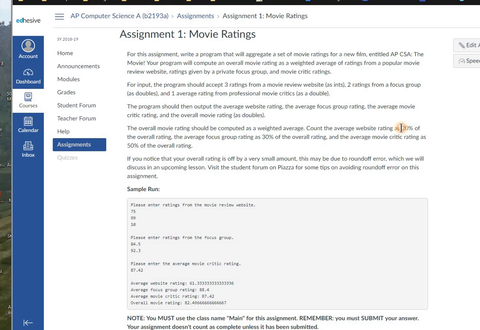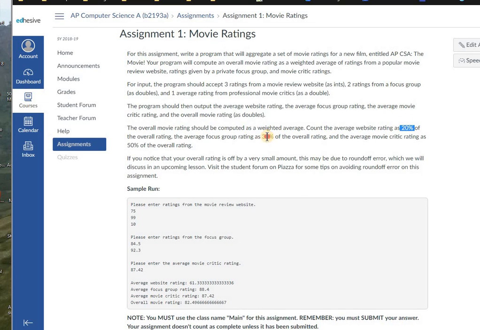So the weighted average is the website rating is 20%, and then the focus group is 30%, and then the critic rating is 50%. It's the same way that your grade is calculated for my class, by the way. 50% is for exams, and 30% is for assignments, and 20% is for activities. So how we find this is by using the 0.2, 0.3, and 0.5 here.